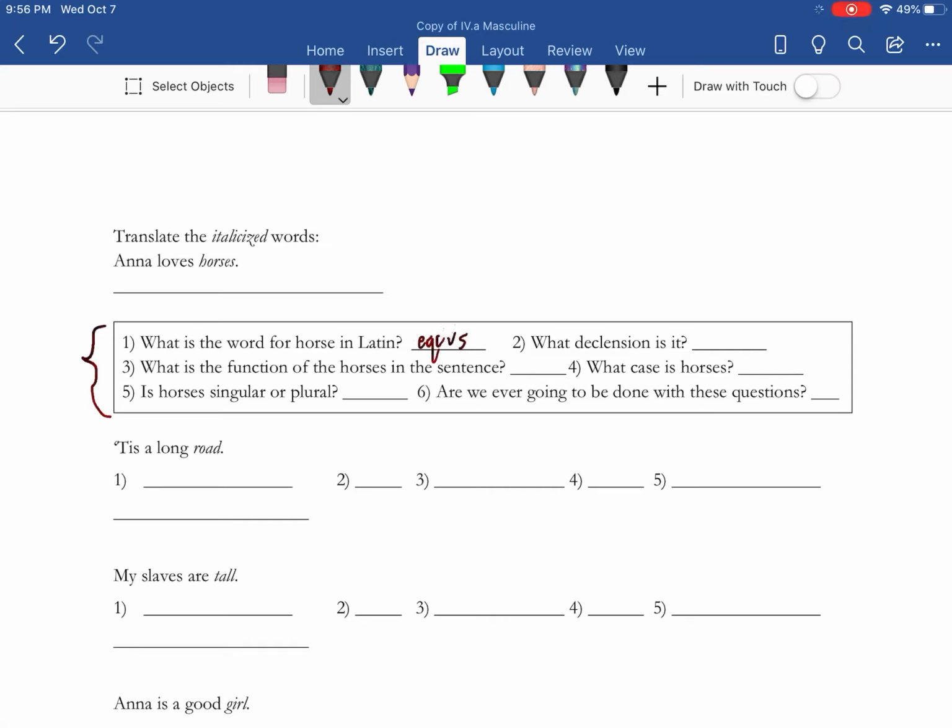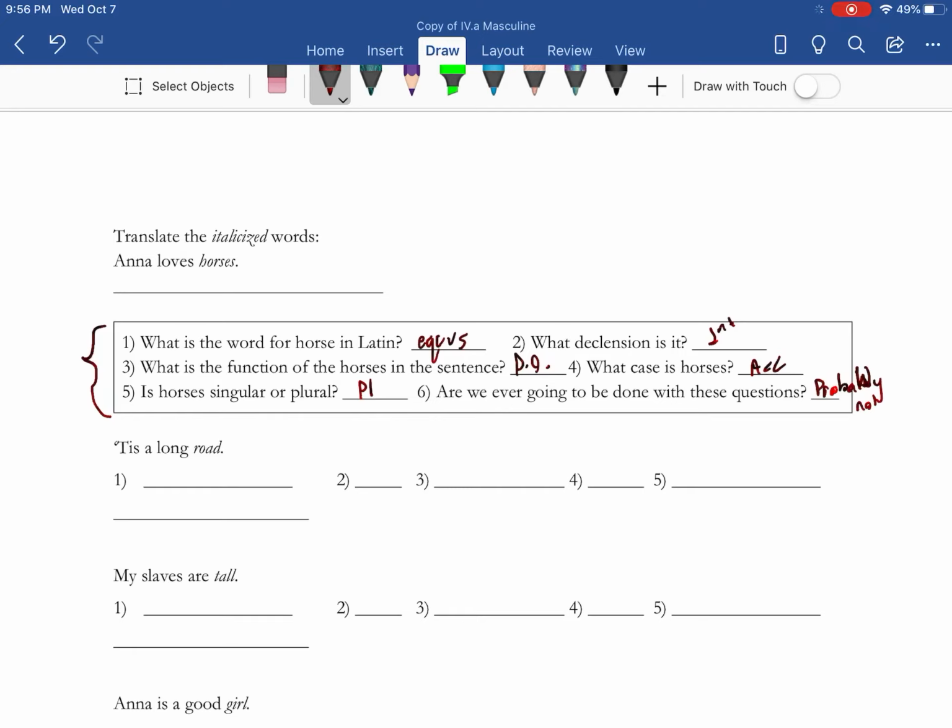Equus. What declension is it? Second. What's the function of horse in the sentence? Direct object. What's the case of horse? Well, because it's a direct object, it's accusative. Singular, plural? Plural. Are we ever going to be done with these questions? Probably not.